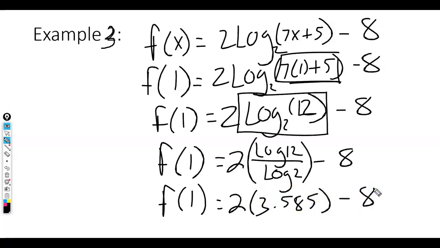And from there, guys, we're just going to do it on our calculator. We're going to do 2 times 3.585, and then we're going to subtract the 8. Got to follow your order of operations, basically. And so what I end up with here as my final answer is negative 0.83.